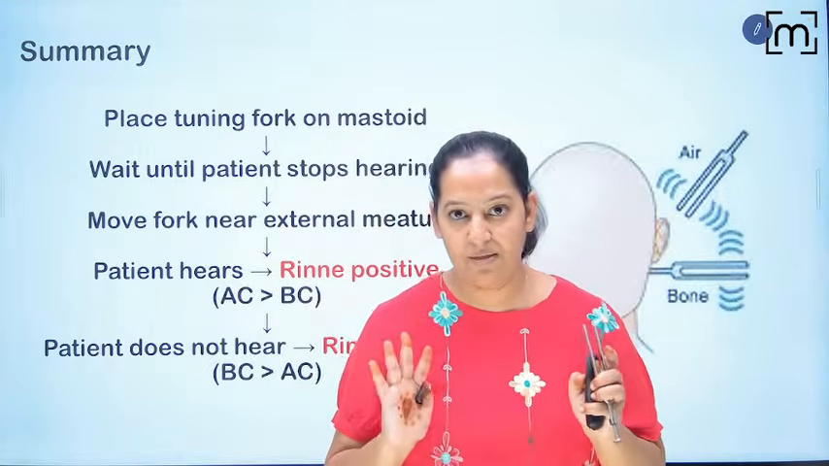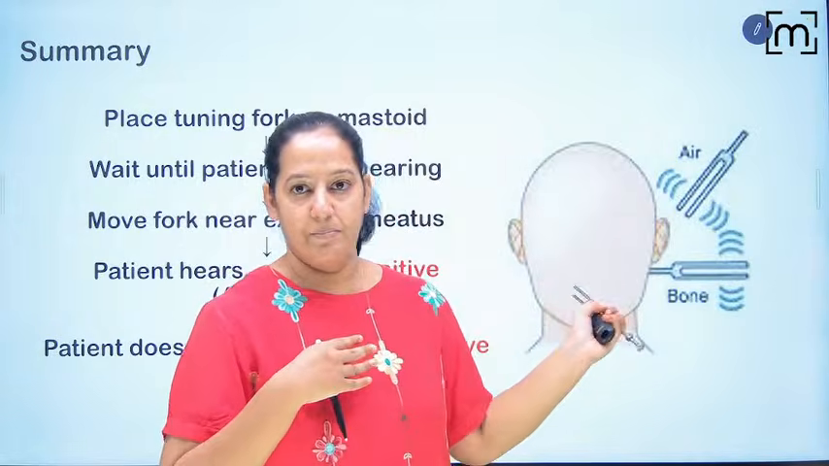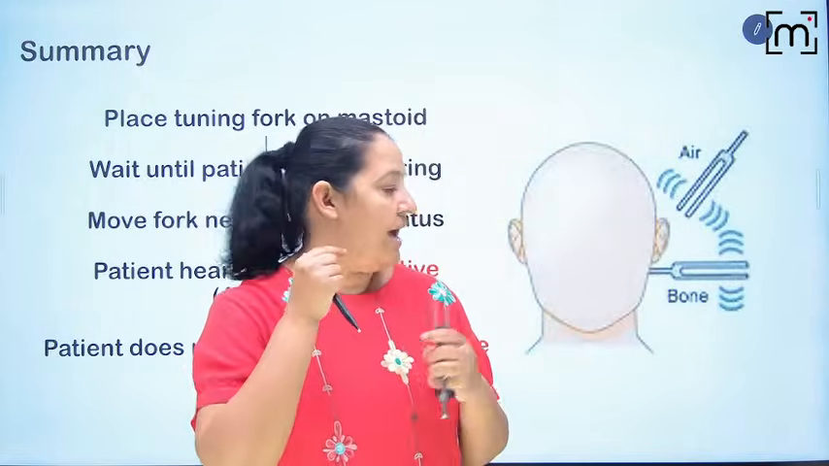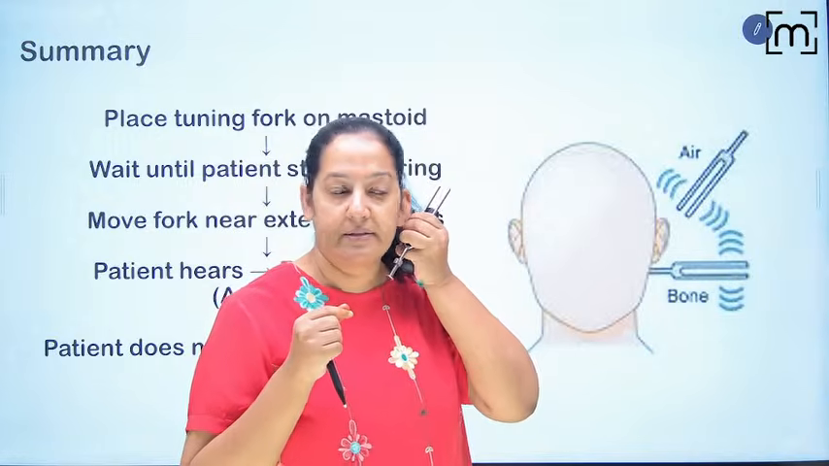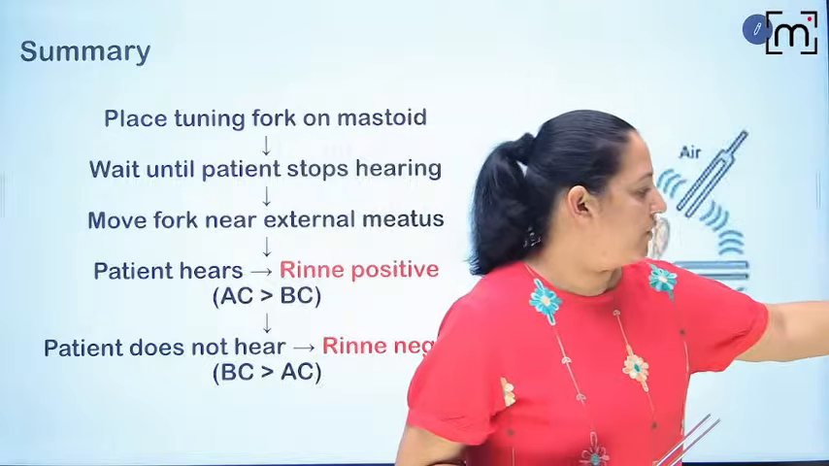So what is the summary of Rinne's test? What are we doing? Suppose this is me, the patient, and this ear is defective. So what we are doing: we are taking the tuning fork.